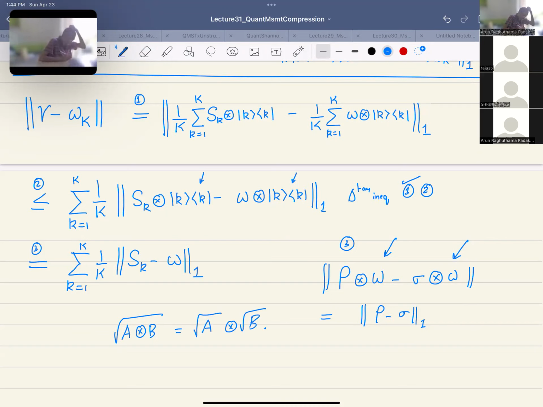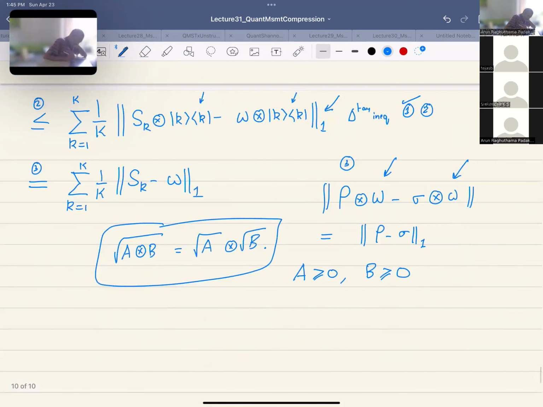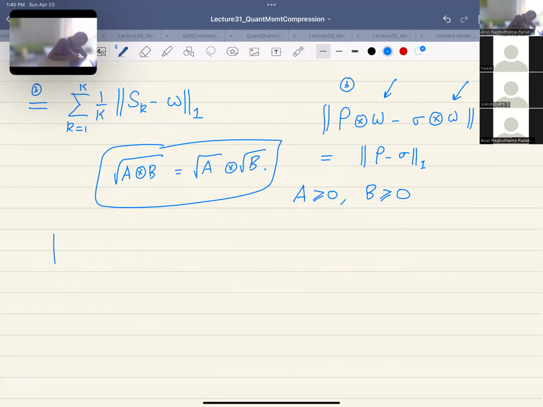Well, this is for positive semi-definite A and B, and in our case, it is true. So if you have this, then you can show that. I think this is true. Try and show it. Here it is very simple because you are essentially looking at a block diagonal structure. So what have I done? I've essentially shown that gamma minus omega k is 1 by k summation k equal to 1 through k sk minus omega, right?